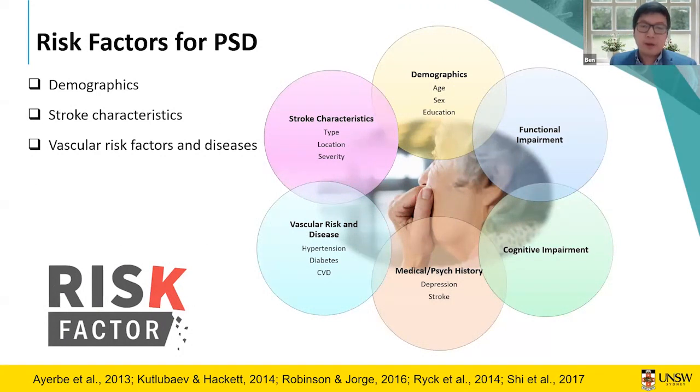So there have been a number of risk factors that were identified and examined in previous research, including demographics like young age, female sex, and lower education, which show mixed findings in the literature. And then there are also stroke characteristics. One of the first strong predictors of PSD is severity of stroke. And other factors like type of stroke and site of stroke have also been examined, but with mixed findings in the literature. Vascular risk factors and diseases have also been examined, but with no systematic associations with PSD.